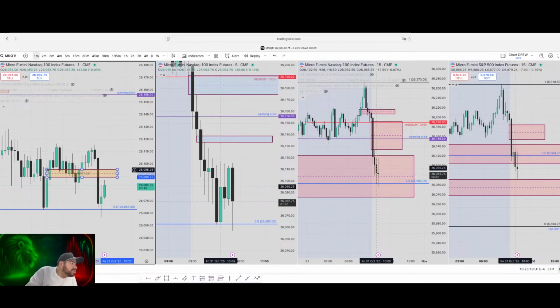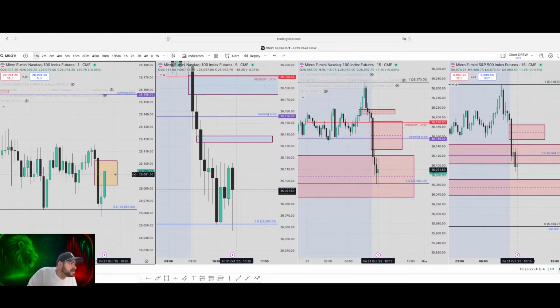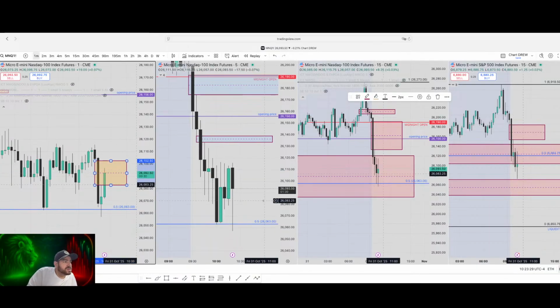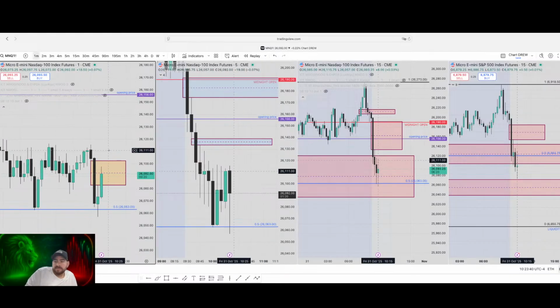Took out that low. This, boom, took out the low, sweep. See what happens, dude. Still waiting for that. I'm not gonna be touching anything till something higher time frame lets me know.